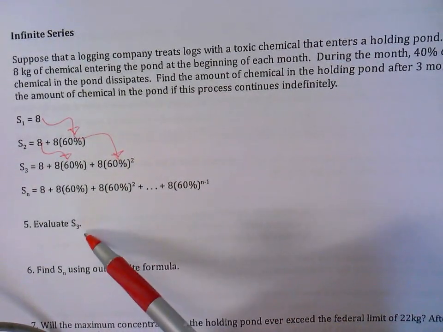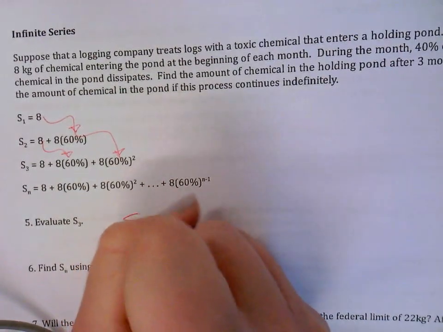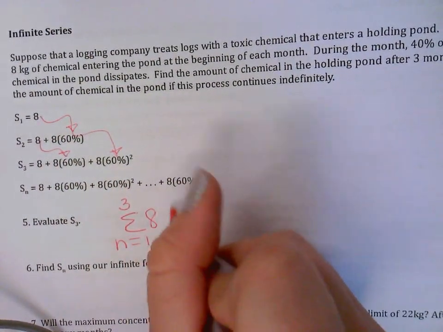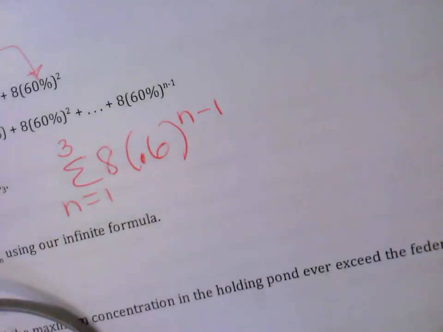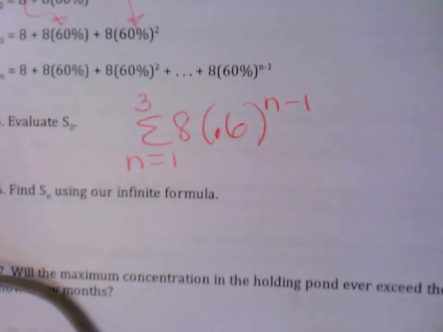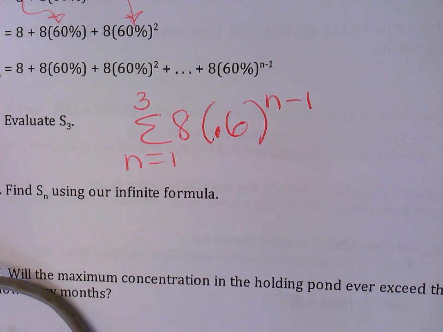So evaluating S sub 3 is the sum as n goes from 1 to 3 of 8 times 0.6 to the n minus 1 power. And we're using 60% because you want what you keep, not what you throw away or dissipate, because then you'd have to subtract off the 40% of stuff every time. So what is S sub 3? How much is left after the third month? When you go from 1 to 3 of 8 kilograms at 60%, this takes into account month 1, month 2, and month 3, just like it did above. What would you get?